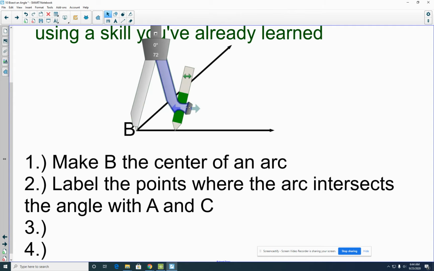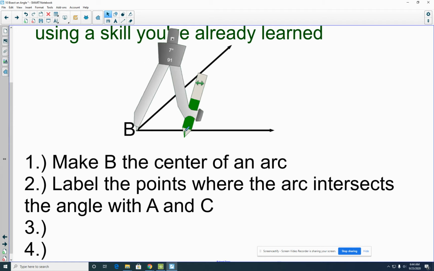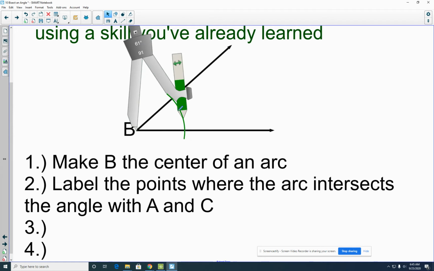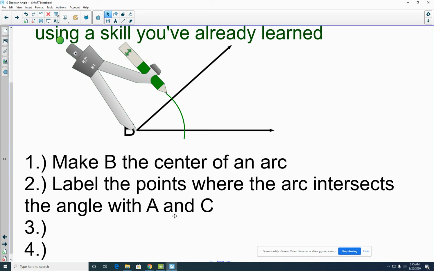So first, we're going to make B the center of an arc. So remember, my arc has to go through. So here it is. Okay. Label the points where the arc intersects the angle A and C. Okay, so I'm going to put a point here and here. Call this C. Call this A.